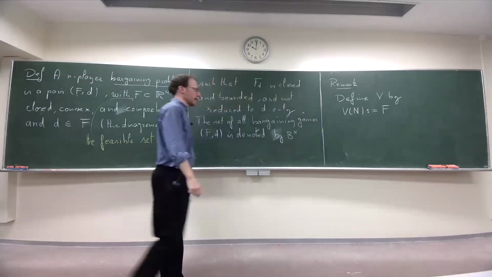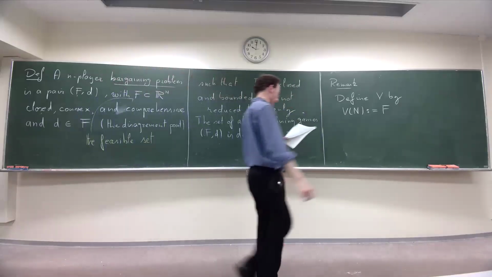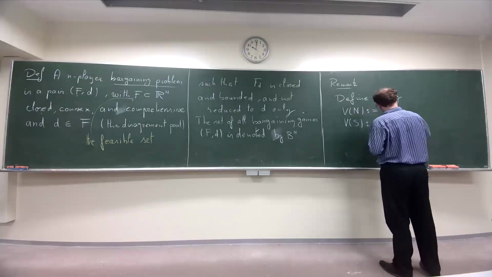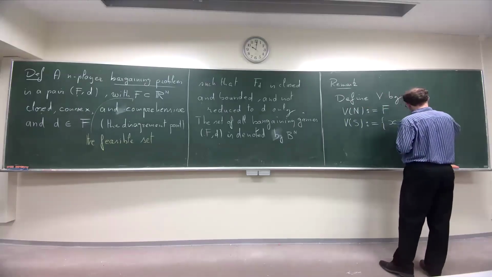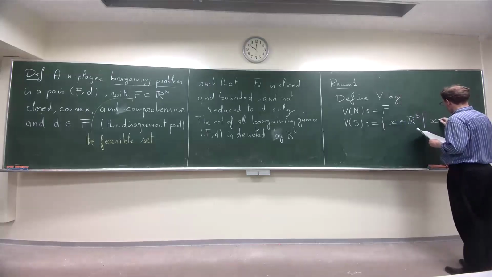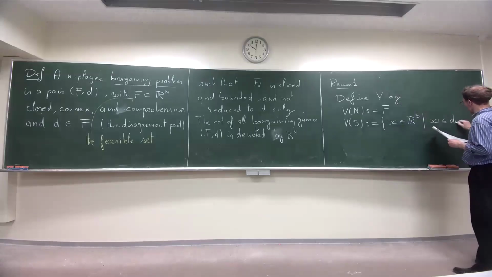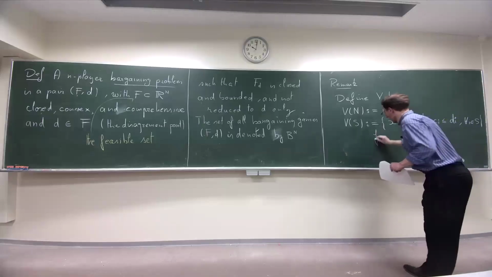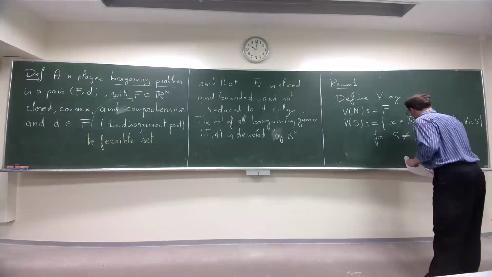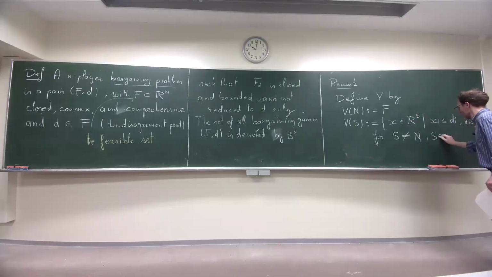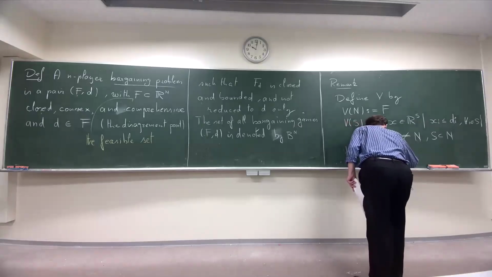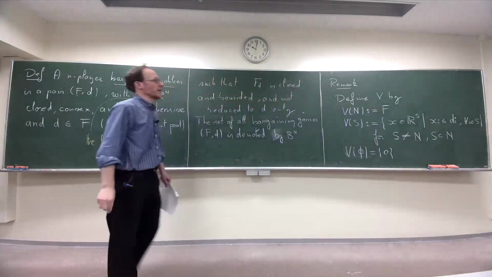I define it like this: I define V of S as the set of x in R^S with x_i smaller or equal to d_i, for any i belonging to S, for S of course different from N, but S inside N. And probably I need to define it, because it's not automatic. Okay, so I give this definition.